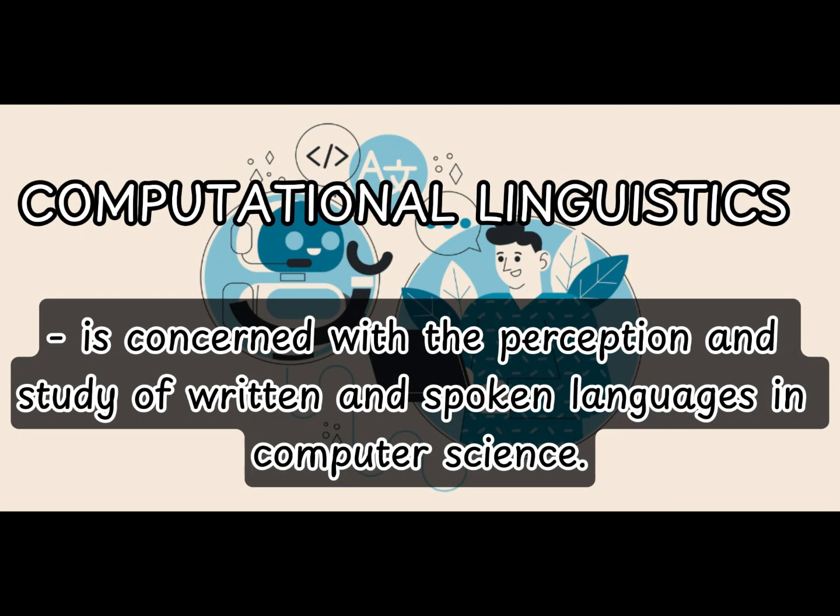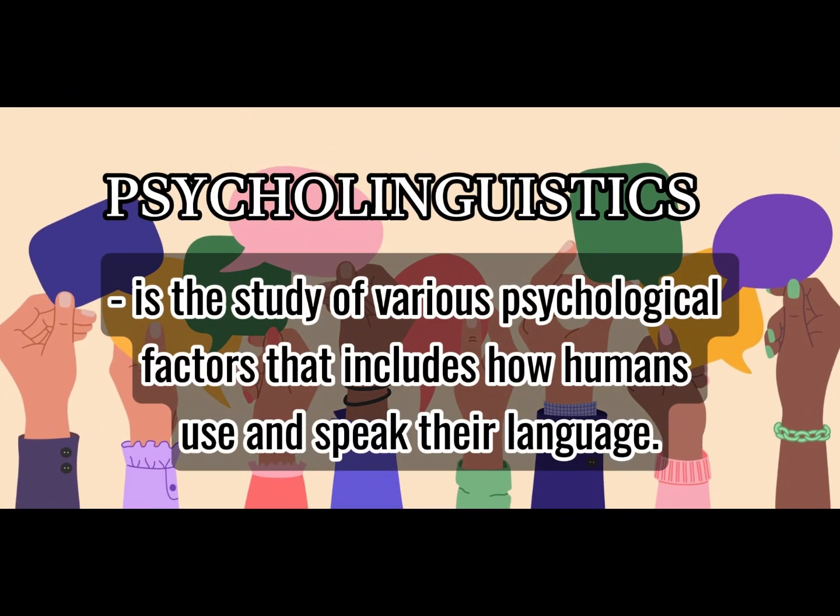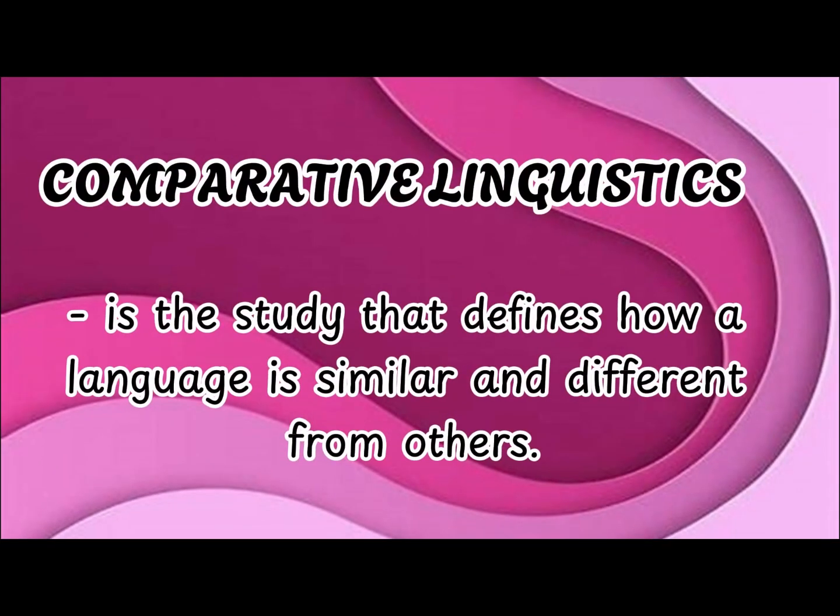Computational linguistics is concerned with the perception and study of written and spoken languages in computer science. Psycholinguistics deals with the study of various psychological factors that include how humans use and speak their language. Comparative linguistics defines how a language is similar and different from the others.